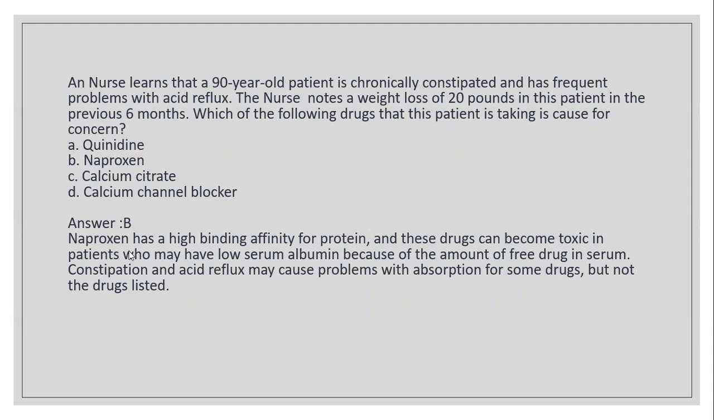Why? Naproxen has a high binding affinity for protein, and these drugs can become toxic in patients who may have low serum albumin because of the amount of free drug in serum. Constipation and acid reflux may cause problems with absorption for some drugs, but not the drugs listed.